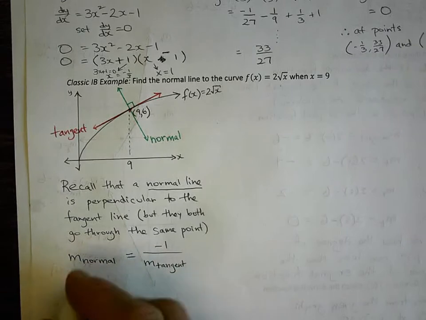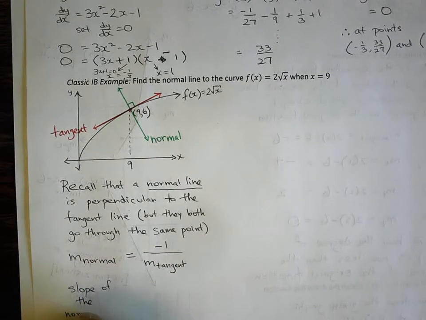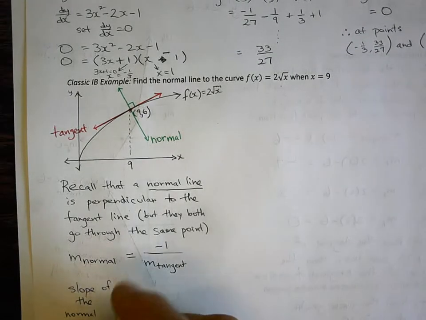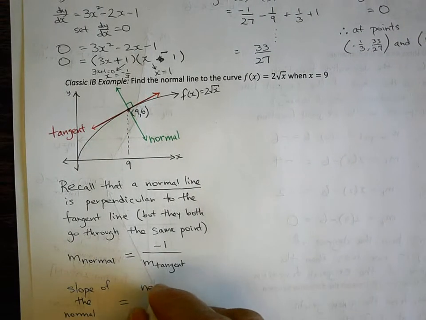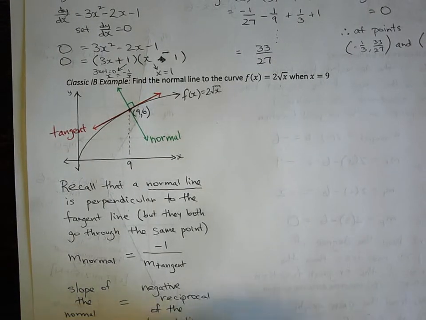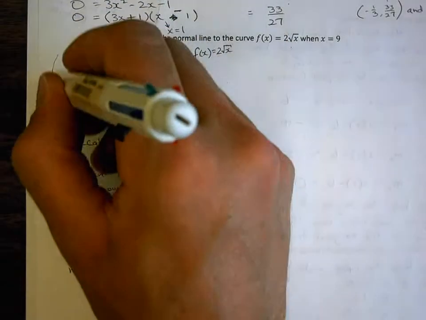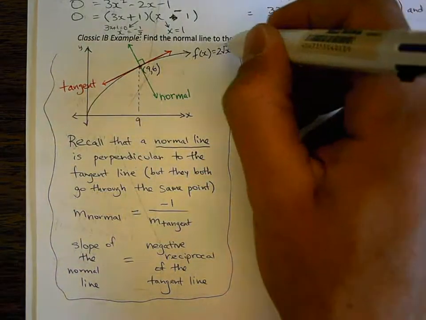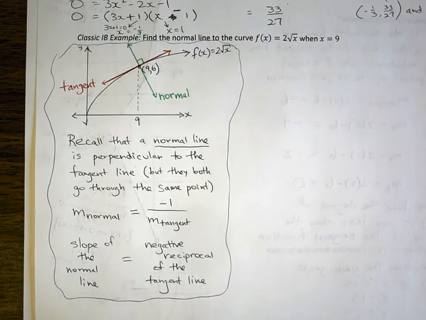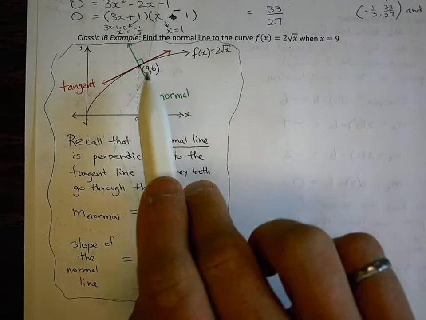If you want me to write this out in words, the slope of the normal line is equal to the negative reciprocal of the tangent line. So that's our little aside. I'm going to put this in a little box here so we don't forget. Just so that you're aware, because again, the normal line is a very common thing to be asked. So now we have to find the equation of a normal line.